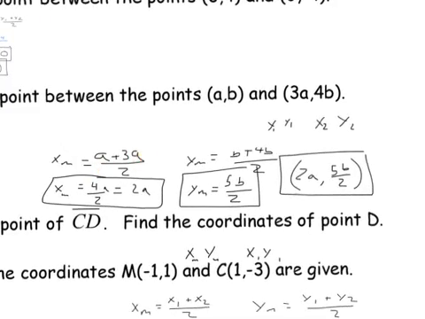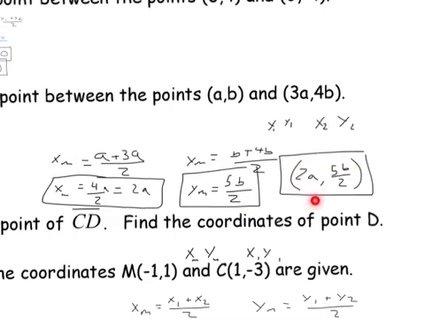A plus 3, or xm equals x1 plus x2, and there I am plugging those things in, divided by 2, and my ym equals b plus 4b, because that's my y1 and my y2. And then when I solve that down, I just get 2a, and I solve this down, I get 5b over 2, and there's my answer, 2a, comma 5b over 2.